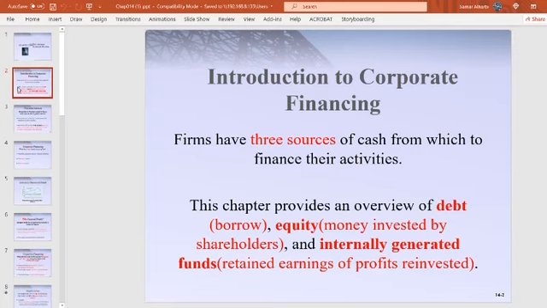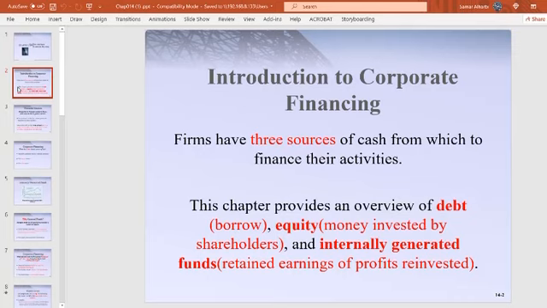Okay, today we will talk about the different sources of cash flow for the firm. I will talk about the different sources that are available for firms to raise money, to bring money. So firms have three sources of cash from which they can finance their activities. Okay, we know each firm needs money to finance their activities, to finance their investment activities and operating activities.